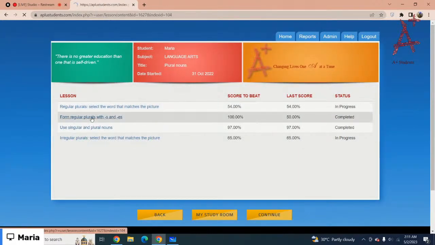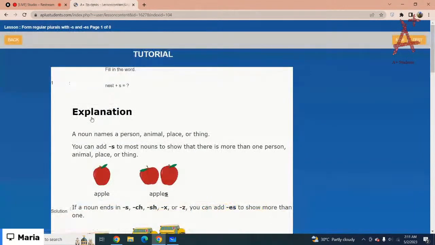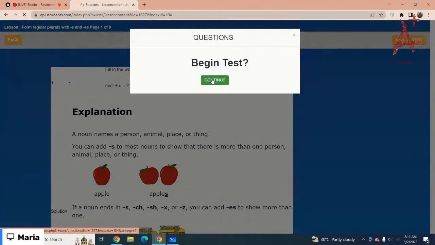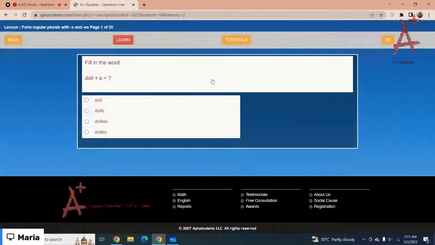Form regular plurals with s or es. So we're going to make the plurals with s or es. Let's start with the practice questions. Doll plus s makes dolls. You just have to add s with the spelling. So it would be D-O-L-L-S, dolls.